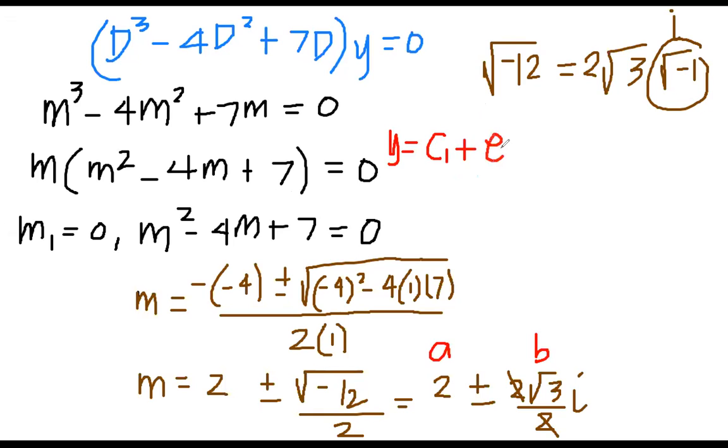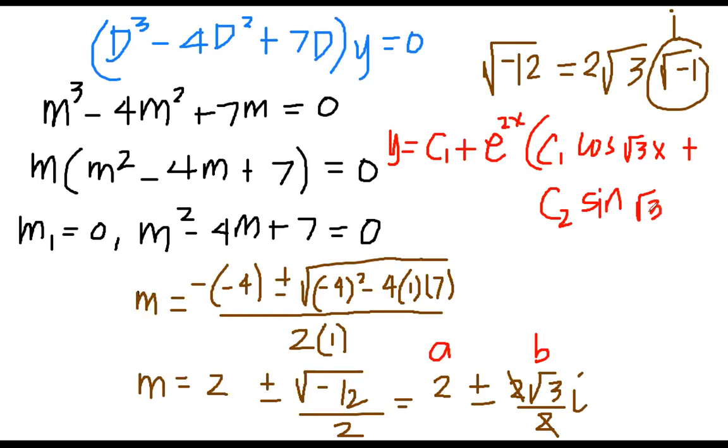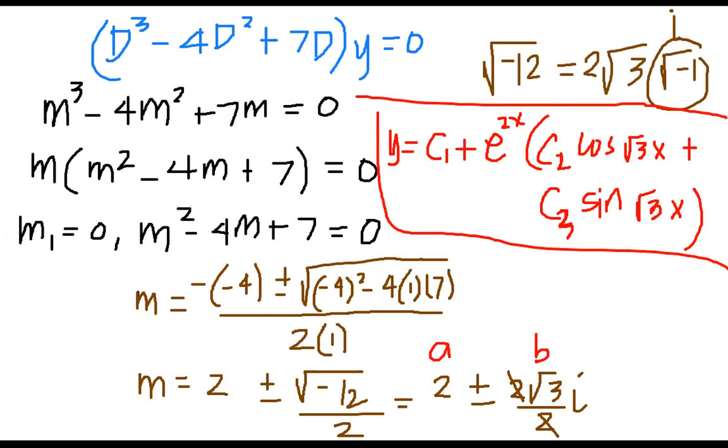So e raised to ax, the value of a is 2, so e raised to 2x times c sub 1 cosine of, what is b? Square root of 3. So cosine of square root of 3 x plus c sub 2 sine of square root of 3 x. I'm sorry, the subscript should continue. So this will be c sub 2, and this is c sub 3. Okay, I stand corrected. So this is the solution.